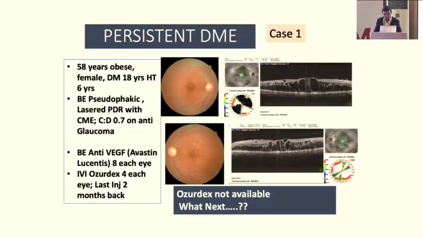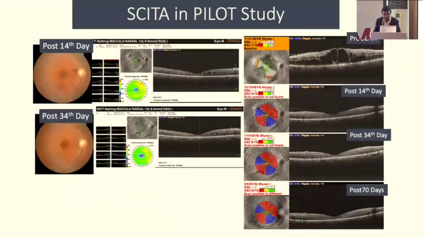This was an example, and I tested that way back in 2020, when you remember Ozurdex was not available in the country. This patient had bilateral diabetic macular edema, had received anti-VEGFs as well as Ozurdex, and Ozurdex was not available. How do we go about treating? We took the consent, injected triamcinolone into the suprachoroidal space, and you can see how beautiful the response was on the 14th day. This response lasted for about 88 days, and then it had to be repeated.